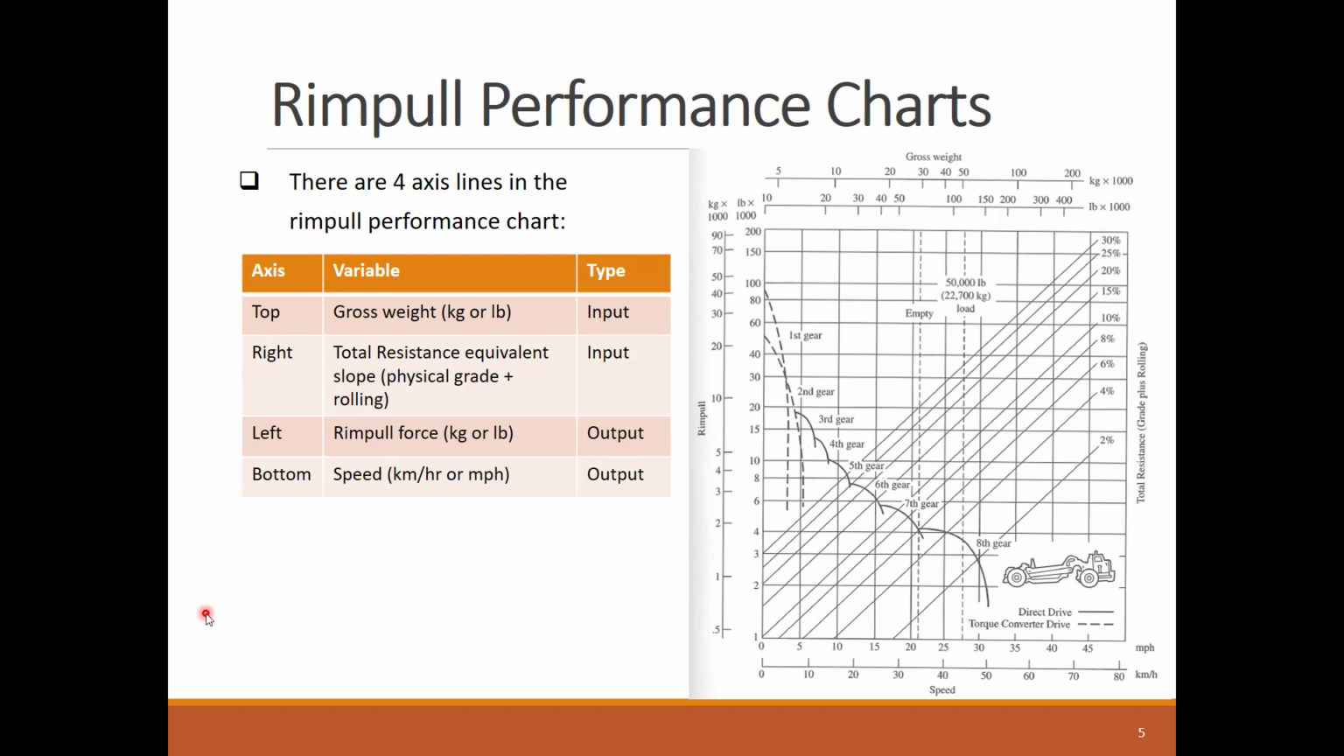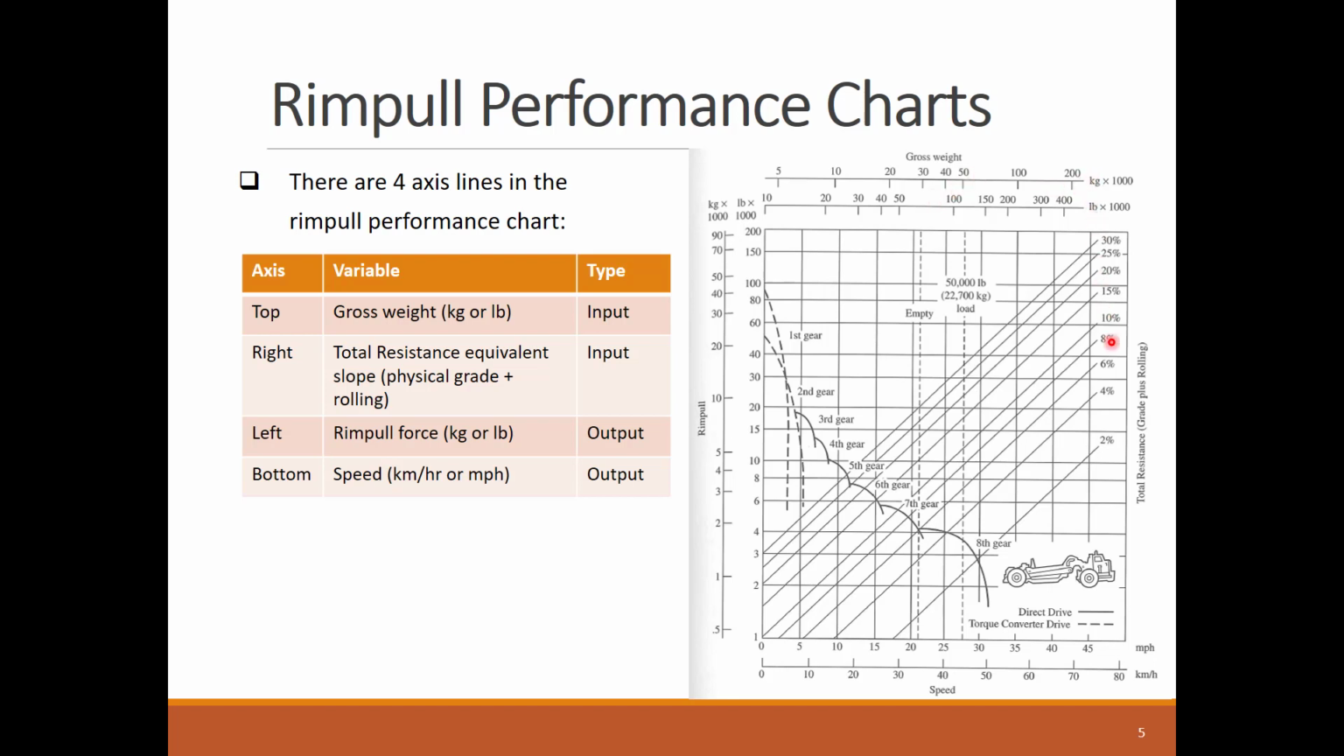Rimpull performance charts look initially complicated and scary, but understanding them will be much easier by first checking their four axis lines. The top axis is for the equipment gross weight, which includes the equipment's own weight and the weight of the soil load if the equipment is in its whole trip from cut to fill, not the return trip from fill to cut.